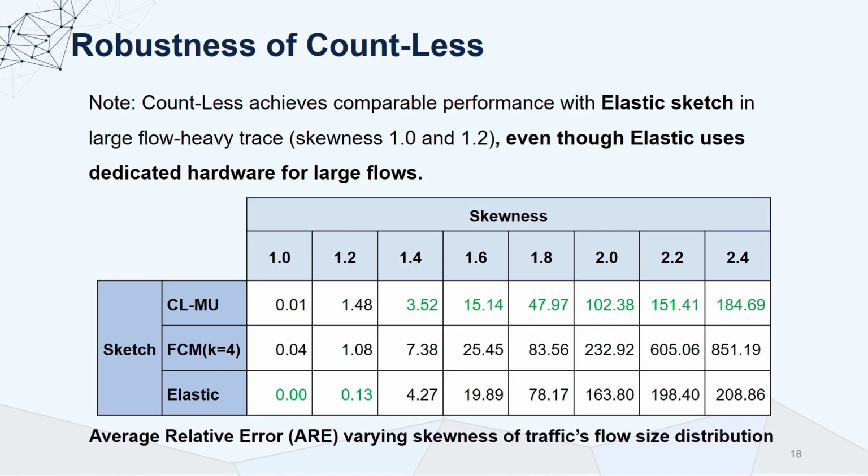To evaluate the robustness of the three schemes, we created artificial network traces by varying the Zipf skewness. The smaller skewness means more elephant flows in the network trace. Elastic Sketch has better accuracy with elephant-heavy traces since it uses a TCAM-based elephant filter. Other than that, Countless provides better accuracy than the others under various skewness. With these results, Countless shows its ability to embrace dynamic traffic changes.